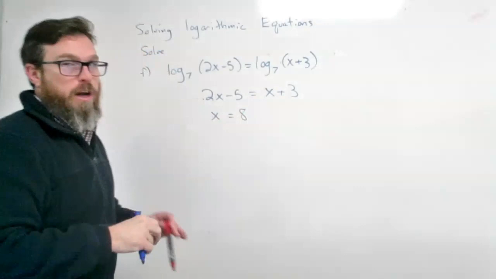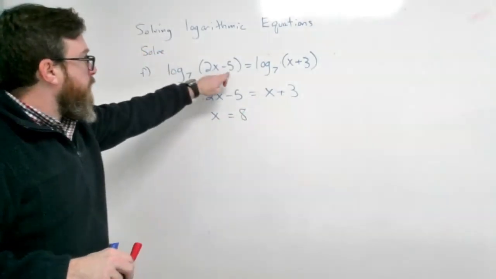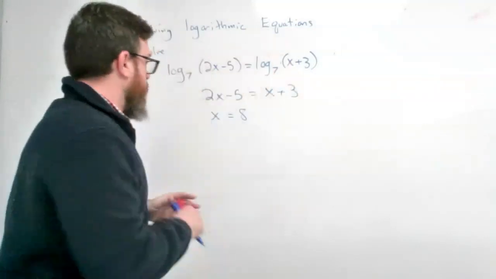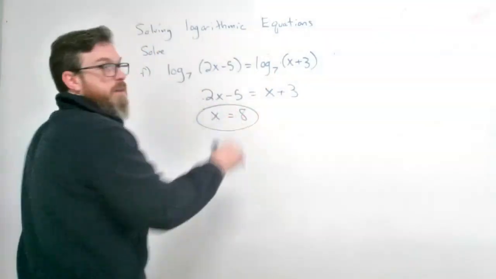Now we have to double check that the arguments are positive. So 16 minus 5, that's a positive number. 8 plus 3, that's a positive number. So that means the arguments are positive. That means this is a solution.